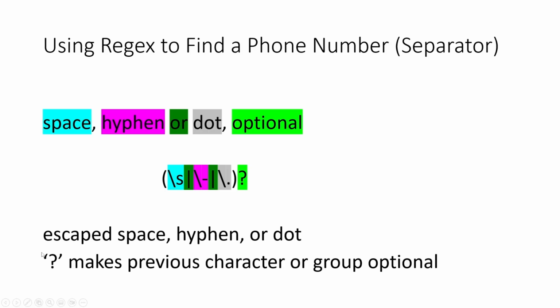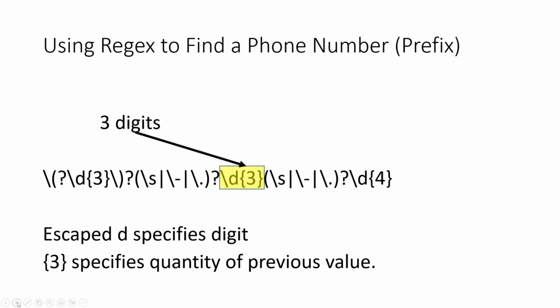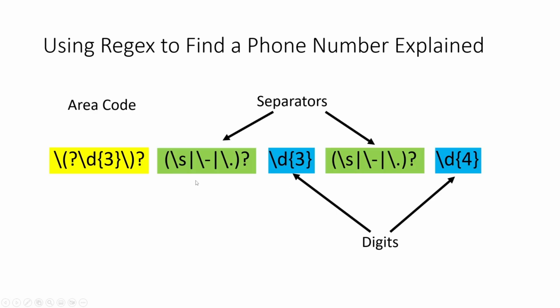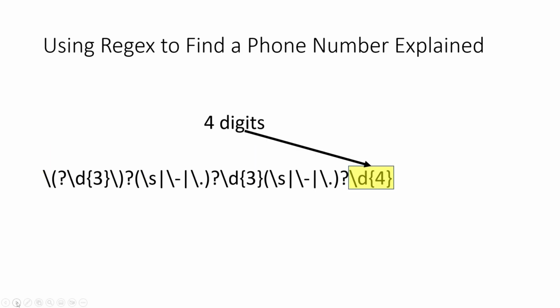Using regex to find a phone number, now we're going to look at the separator. Space, hyphen, or dot, and it's all optional once again. Now if we want to find the prefix, that's simply the first 3 digits of the phone number. That's just an escaped D followed by 3. And then the next step again, we're going to take a look at the separator and then 4 digits. So if you break an expression into chunks, even finding a phone number, which is fairly complicated for regular expressions, becomes manageable. And then the last step is the 4 digits.